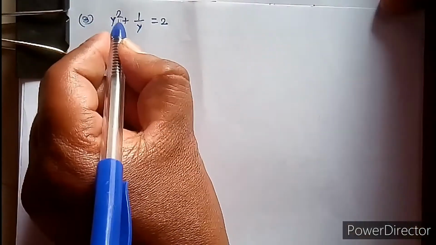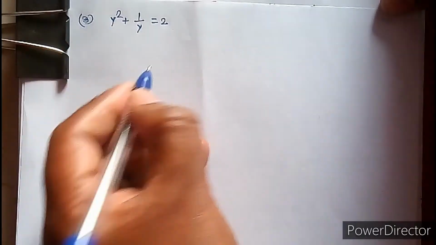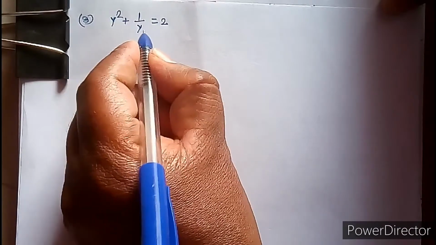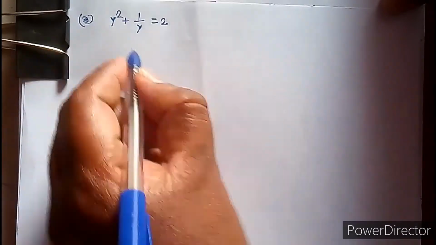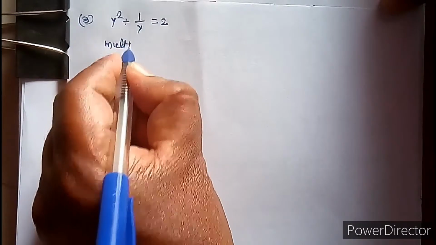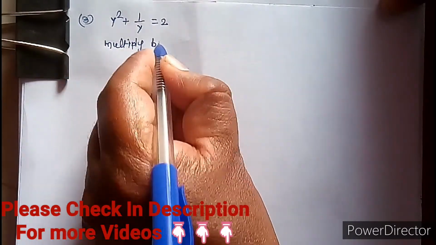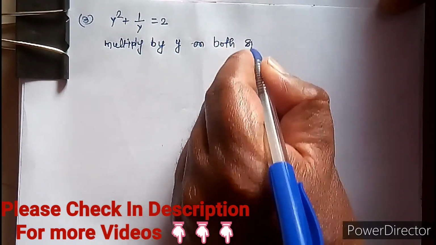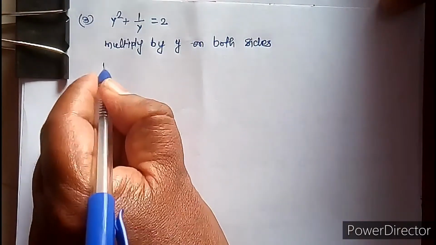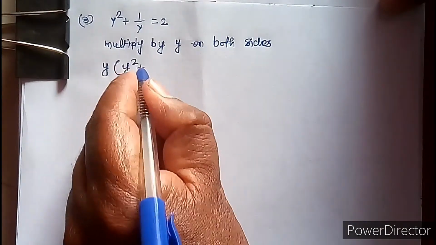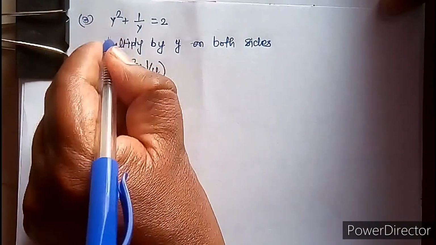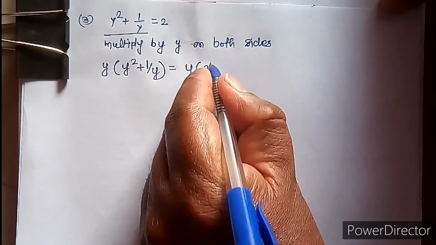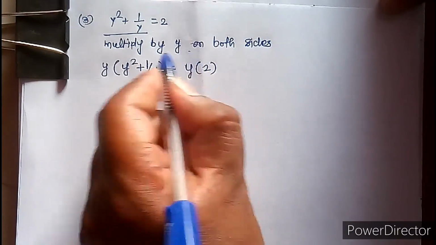Question 3, y square plus 1 by y equals to 2. Now here in the denominator is y, therefore we have to multiply with y on both sides. Then y into y square plus 1 by y, this will be multiplied with y equals to, this y will be multiplied with 2 also, means we are multiplying by y on both sides.